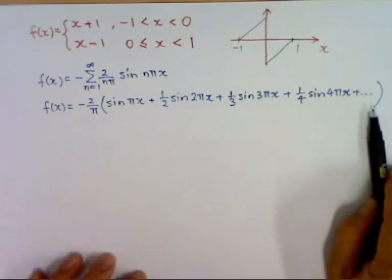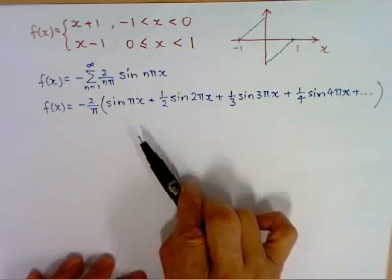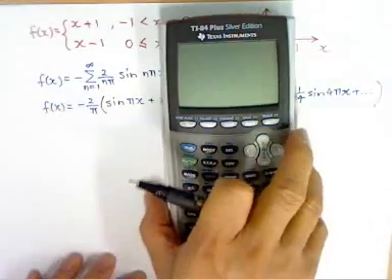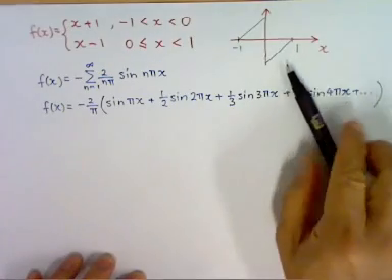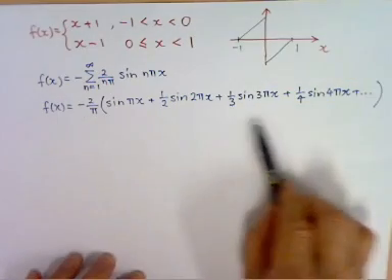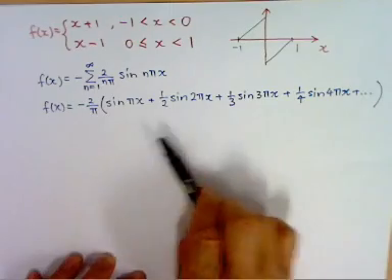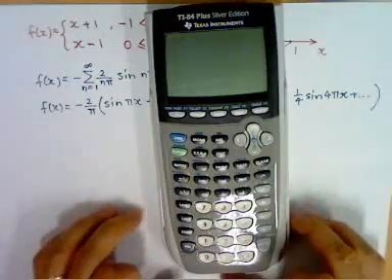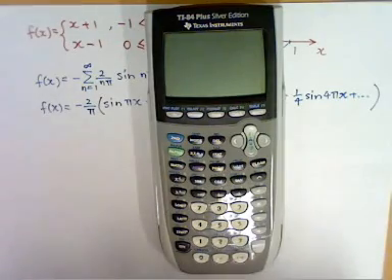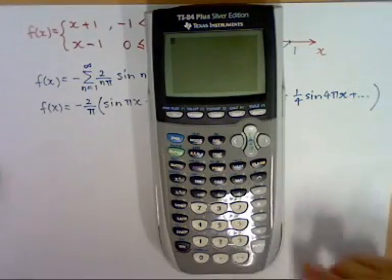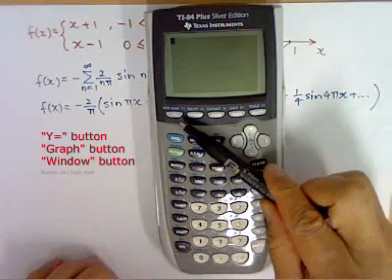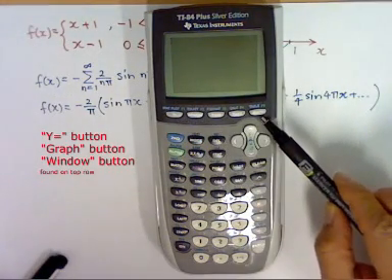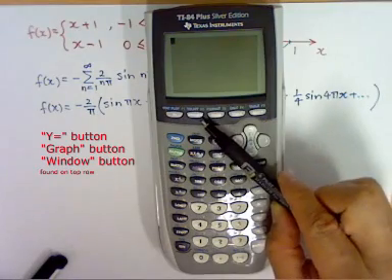Now we'll look at how we can use this calculator to plot a graph that looks like this, using the Fourier series expansion of a few terms of f of x. In order to do that, first we turn it on, and we're going to make use of this button here, which is the y equals button, and then the graph button, as well as the window button later.